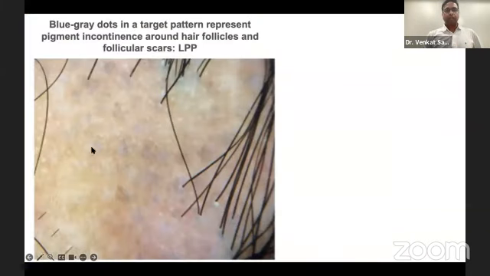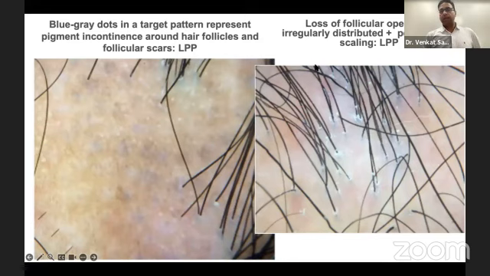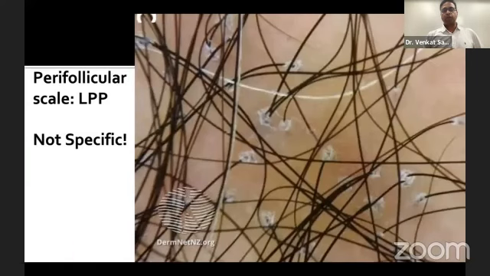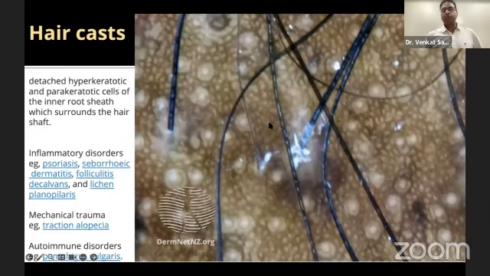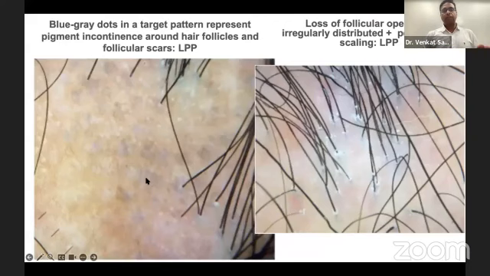So blue-gray dots in a target pattern around the hair follicles usually represent LPP. If you're seeing them in between the hair follicles, then you think about DLE. And obviously in LPP, one of the other features is this perifollicular scaling that you see. Often what is also described, this perifollicular scale, is non-specific though it's described in LPP. What is also described are hair casts, but they can be seen in a number of other entities. So they're not specific for LPP. So there are no specific features for LPP, apart from maybe in end stages where you're seeing these blue-gray dots in a target pattern.